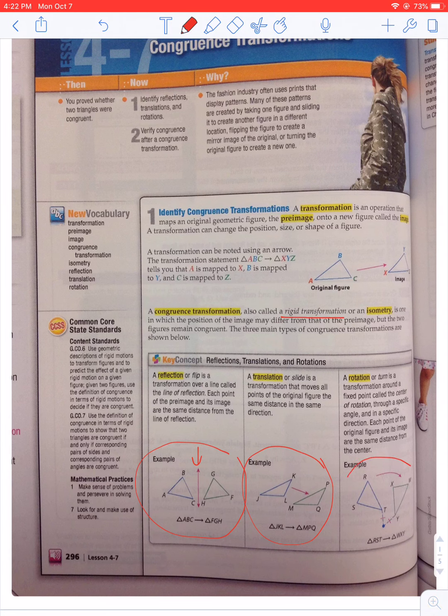Rotation, you're actually rotating it, okay? A rotation or turn is a transformation around a fixed point called the center of rotation through a specific angle and in a specific direction. Each point of the original figure and its image are the same distance from the center, okay? So they're just showing you how a rotation occurs.